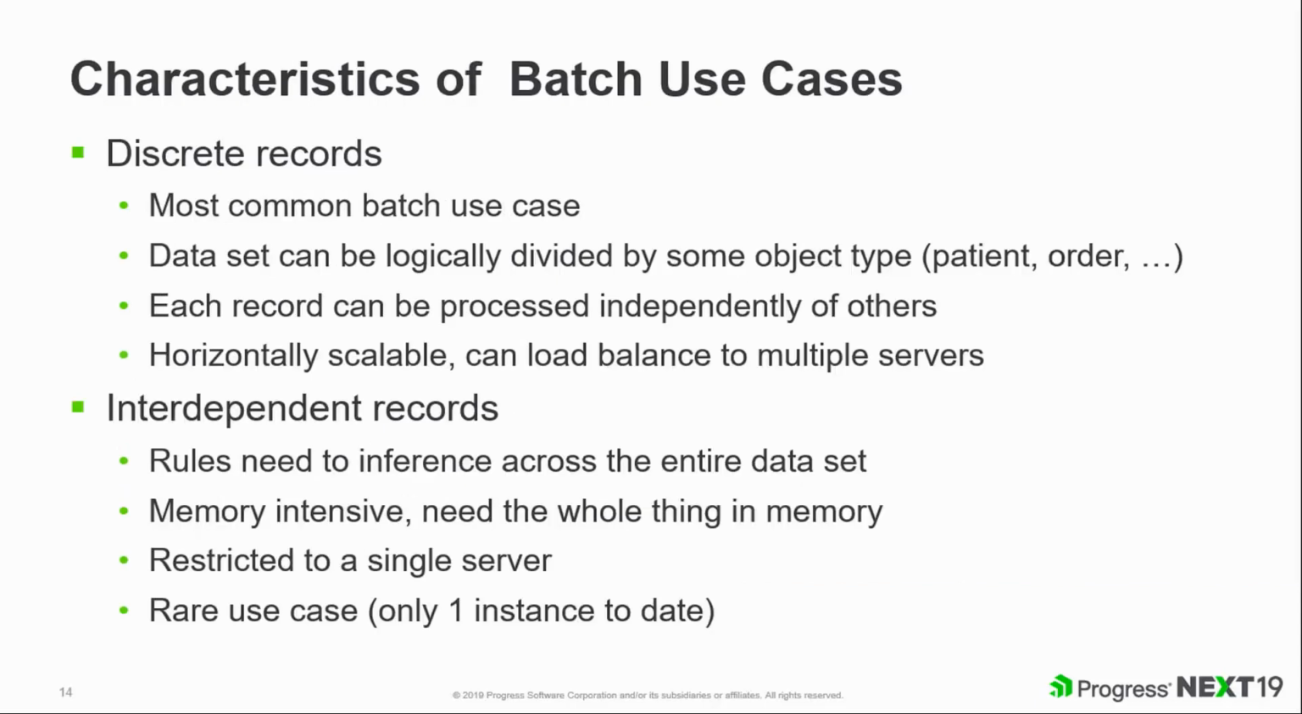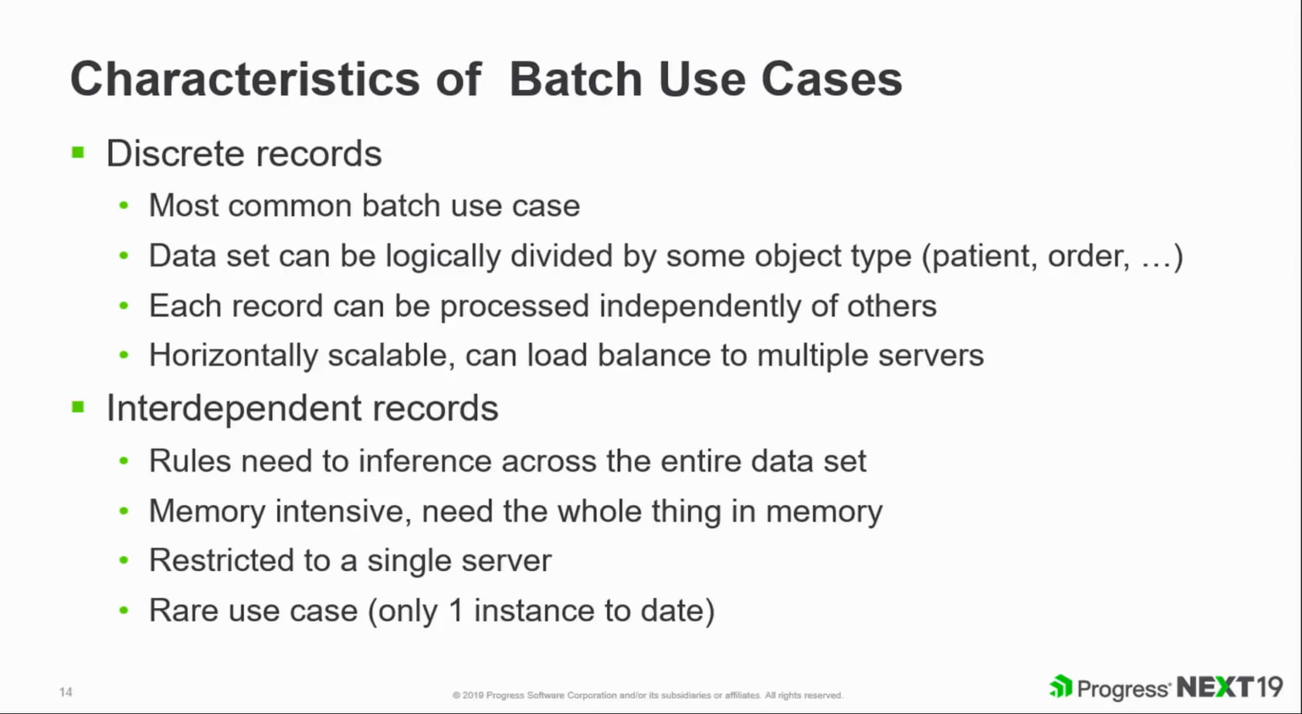So the characteristics of batch use cases: there's really two use cases that we've seen. The most common by far is when you have discrete data. So this could be individual patient records, individual orders, mortgage applicants, whatever it is, and you've got a set of discrete records that you need to process individually. That's a use case that's very scalable, where the records are independent. If you need to scale that up horizontally, you can do that.